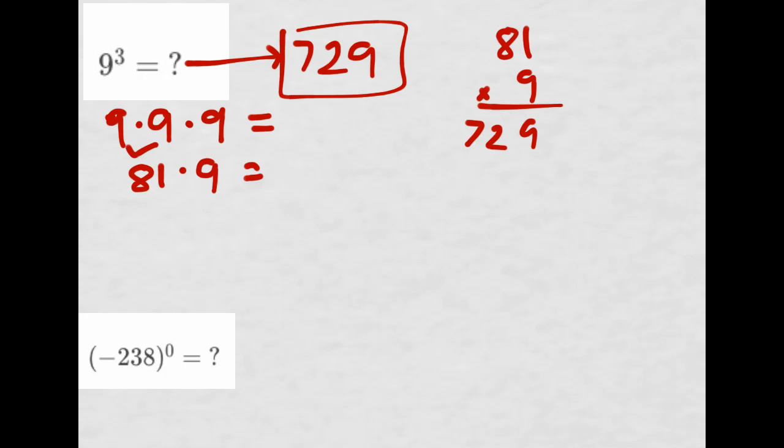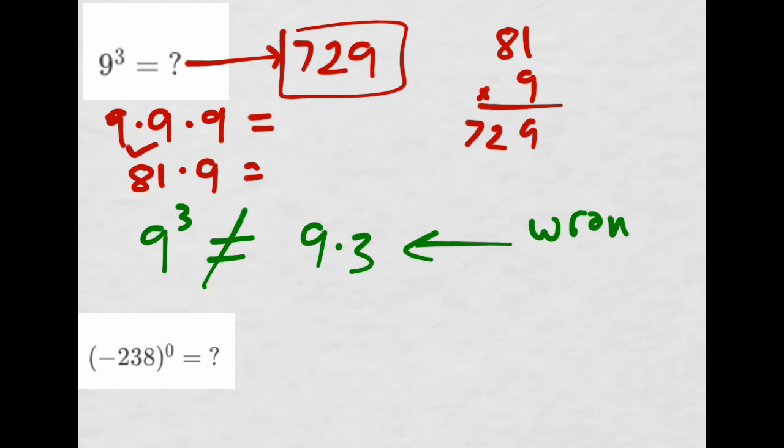That's all you're doing. Something that's wrong, though, that a lot of people do, they always get confused. 9 to the third does not mean 9 times 3. That's wrong. So don't do that.